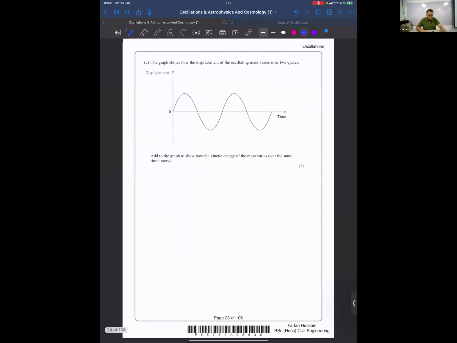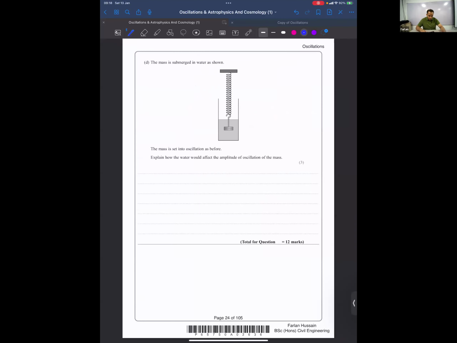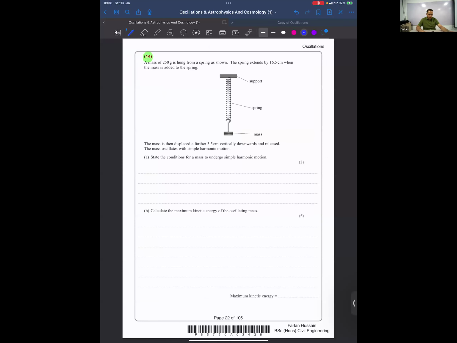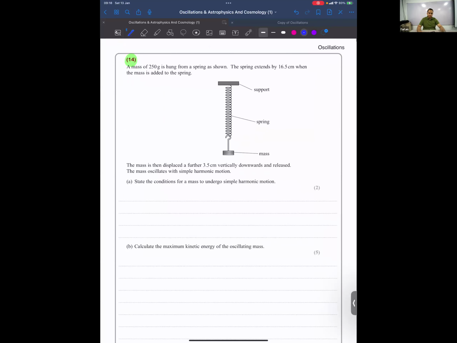And the next one is the 14th. A mass of 250 grams is hung from a spring as shown. The spring extends by 16.5 centimeters when the mass is added to the spring. The mass is then displaced a further 3.5 centimeters vertically downwards and released. The mass oscillates with simple harmonic motion. State the conditions for a mass to undergo simple harmonic motion. What are the conditions?